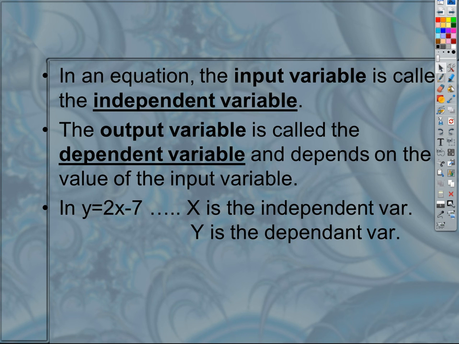So in this case right here, if we have y equals 2x minus 7, we'd say that x is the input value, so it's the independent variable. Y is the output value, so it's the dependent variable. Now this is going to come into play more in situations where we're dealing with word problems in real world functions. Like say we're going to track the growth of a tree as a function of time. So we're going to measure the height, week after week.